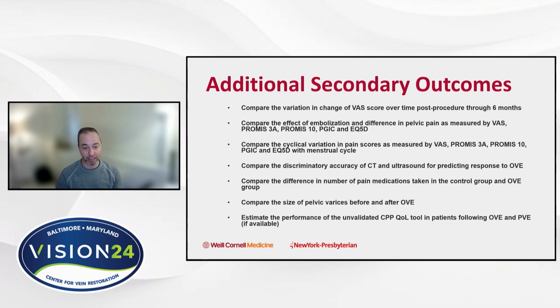And then lastly, I think I mentioned that there's a CPP quality of life tool that's being developed. And we have all the components that are being tested as part of that trial that's going to be incorporated into this trial and gathered at the same time. So we're going to have really high quality data about that new CPP specific quality of life tool so that we can assess, is that going to be better than VAS and something we can use in the future. Next slide.